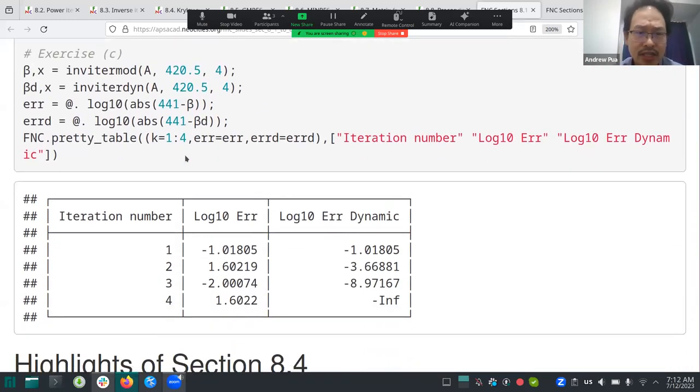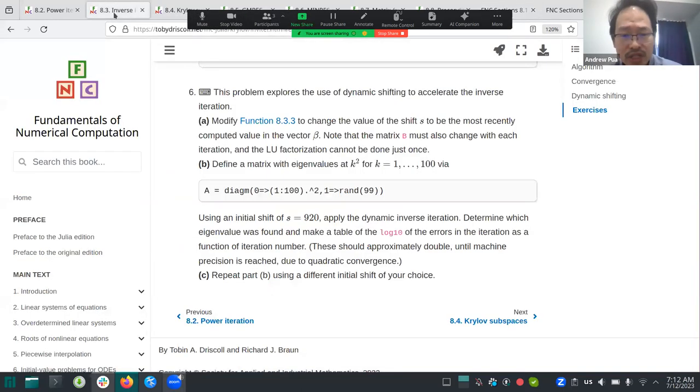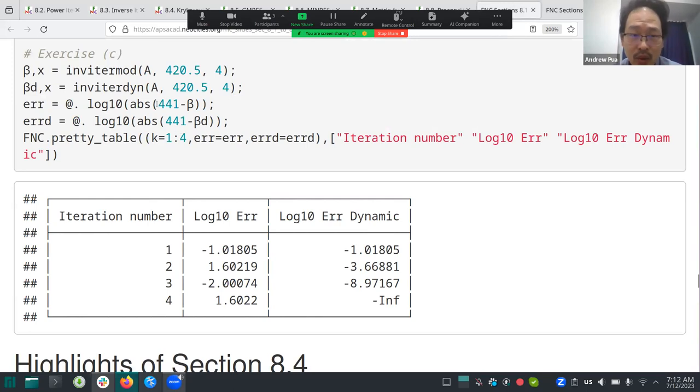But the more interesting exercise related to this is 8.3.6 item C, which is asking you to try a different shift, a shift where you could potentially see how things could break down. And I think you could try it. Here it works. I tried a different shift, like 420.5. Of course, the eigenvalues are squares of positive integers. So 21 squared is 441, and 20 squared is 400. So what I did was to get something that is halfway between those two eigenvalues.